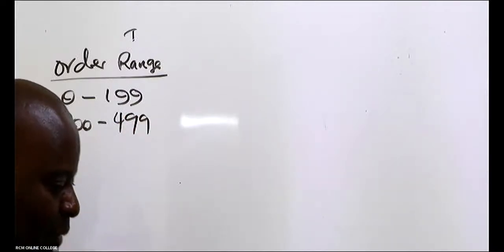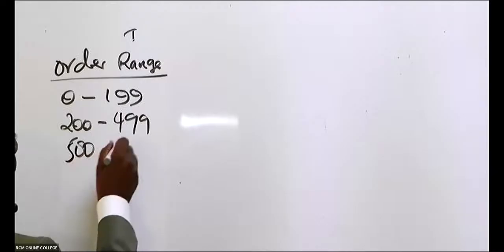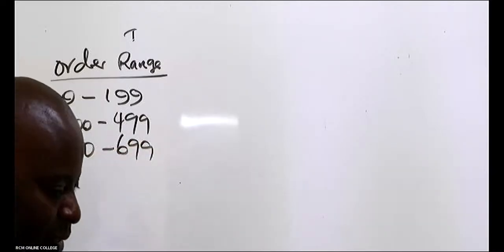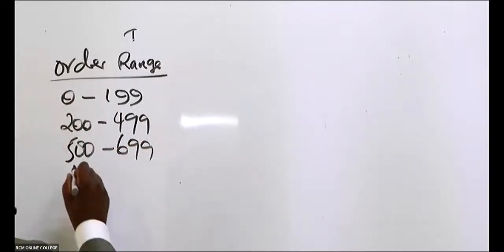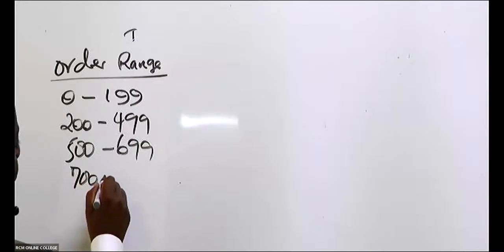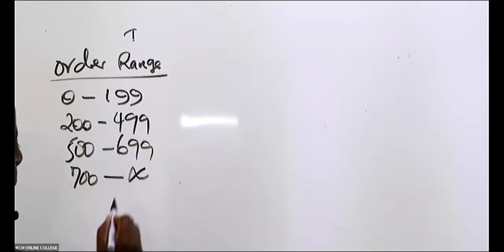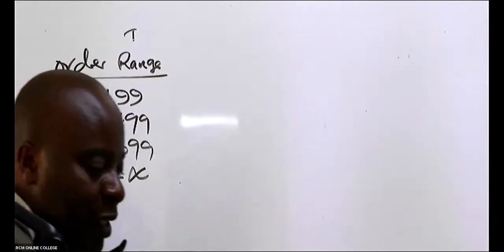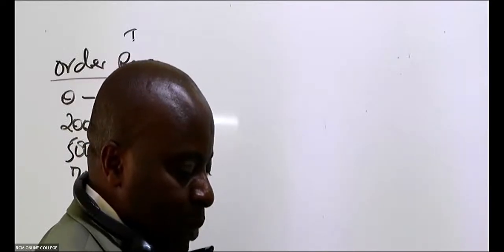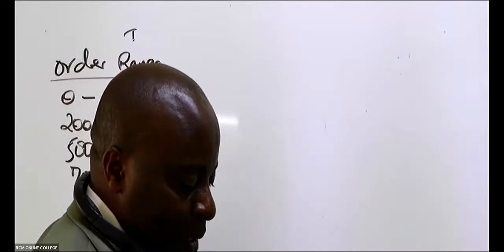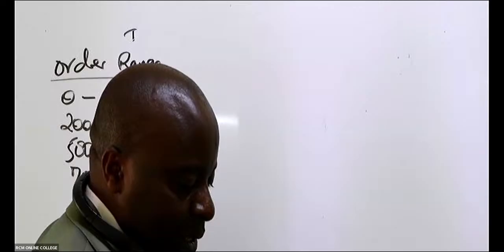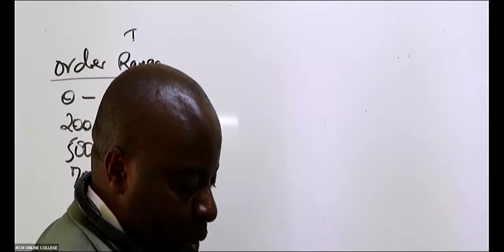Then we have, ladies and gentlemen, 500 to 699. Then we have 700 units to infinity, 700 units or more. So that is the first thing you do, ladies and gentlemen. You shall be able to come here and write the order ranges. Those ranges are very important.